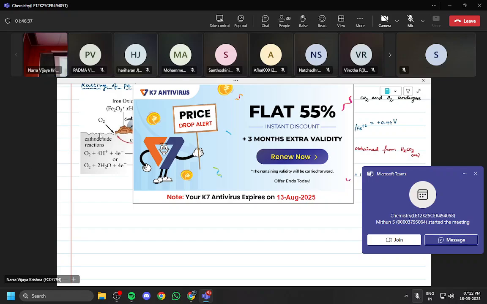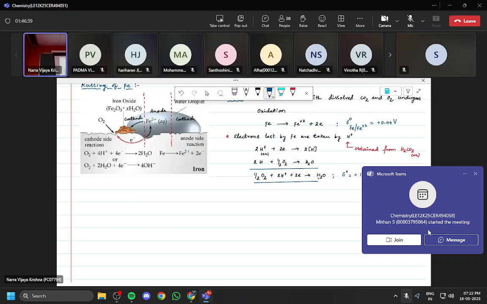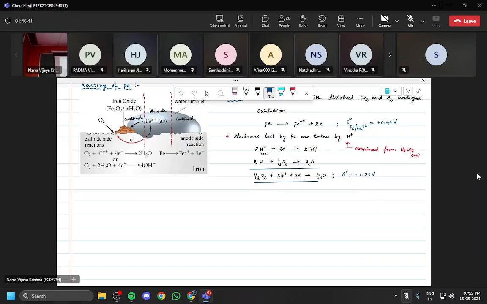Correct? Same thing or not? 1.229 volts. Yes, 1.229 volts means approximately equal to 1.23 volts. Right? So this is what happens at anode. Now, what is the overall cell reaction?